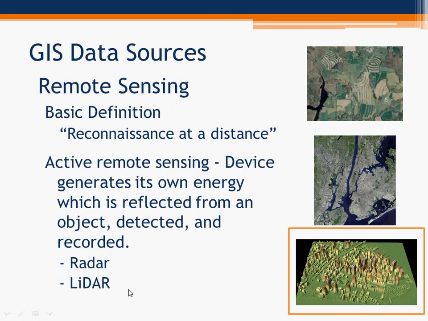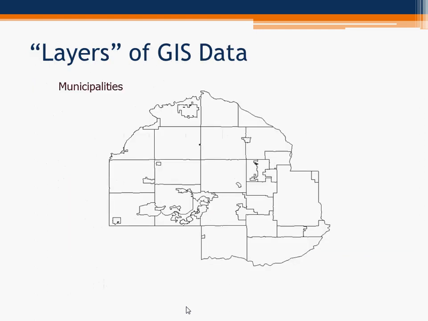So just a couple of examples both of remote sensing, active and passive remote sensing, and of course a couple of examples of active remote sensing systems. Again, the device generates its own energy in that case, whereas with passive remote sensing, we're looking at reflected energy from the sun. So using the magic of PowerPoint here, I'm going to put together a quick little example of where we're going with using these various layers of information.